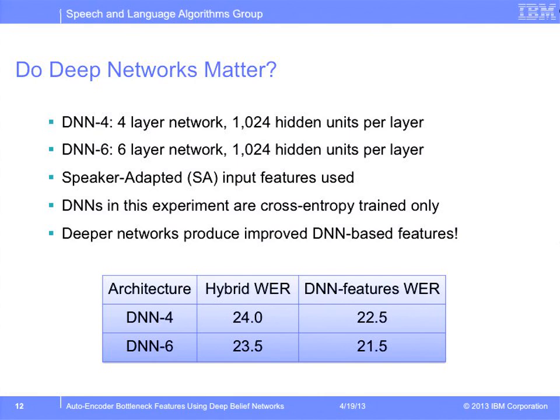So what we did is we trained two networks, a 4-layer network with 1,024 hidden units per layer, and a 6-layer network. We used FMLR features as the input to the DNN, and we cross-entropy trained these systems only. After we get the bottleneck features, we go through with just ML and discriminative training. First of all, if you compare the hybrid and the DNN word error rates, these are all cross-entropy trained systems for now. The DNN is much better, and you can see that deepness helps. So the better the original network, the better the features are.